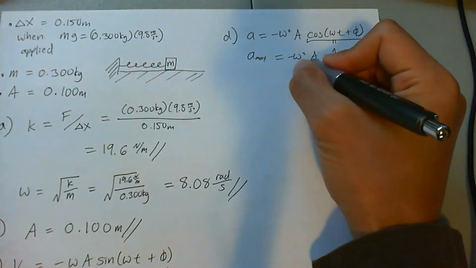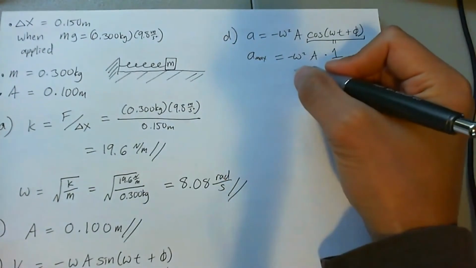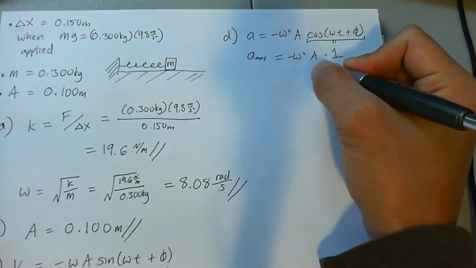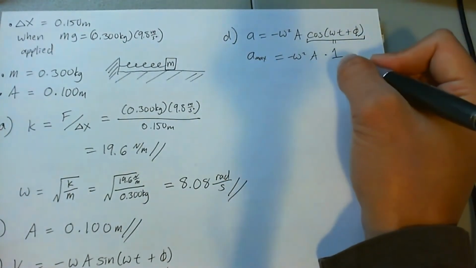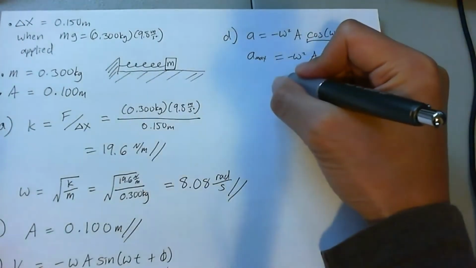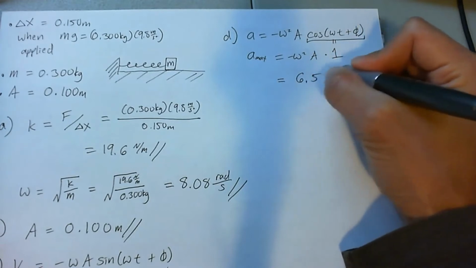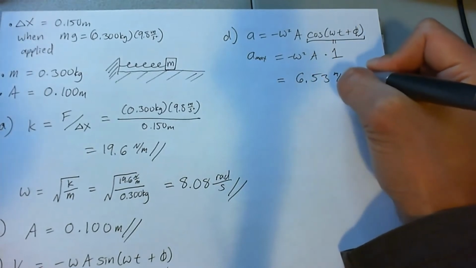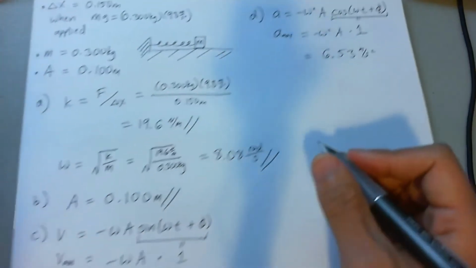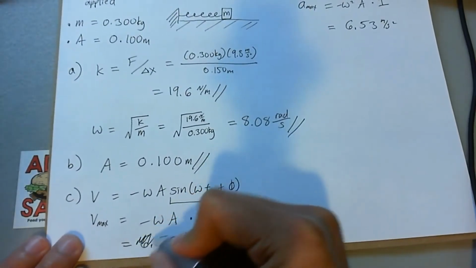Omega squared is just 8.08 squared. A is just 0.1. And the cosine function is 1. This eventually ends up being 6.53 meters per second squared. And oops, I am sorry, this is incorrect.